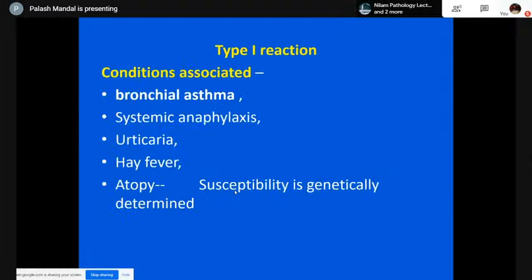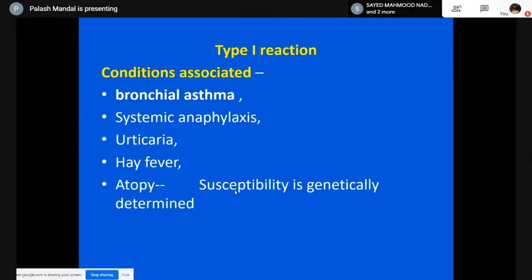So which are the conditions associated? This is commonly asked in the viva also. So what are the diseases? Since we are dealing with medicine, we always have to remember the practical examples, the names of the diseases which are associated with a particular condition. So for type 1 hypersensitivity reaction, if you are asked what are the conditions associated, the commonest example is bronchial asthma, then systemic anaphylaxis, urticaria, hay fever, and atopy is a genetically determined susceptibility.